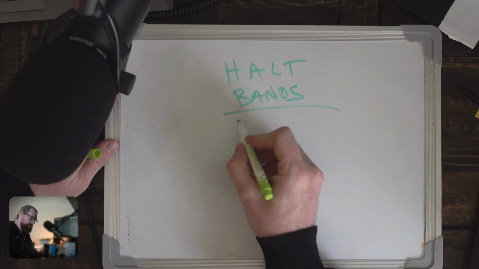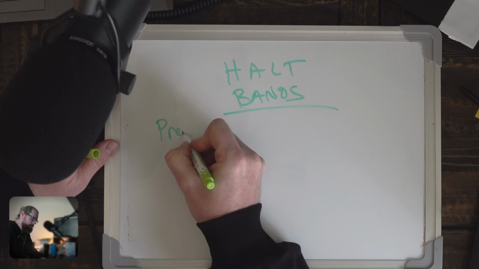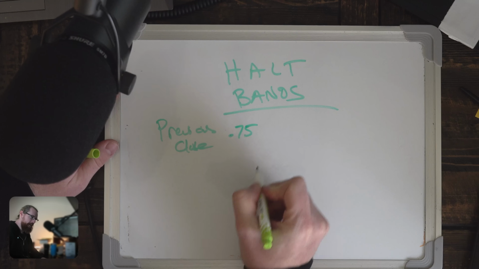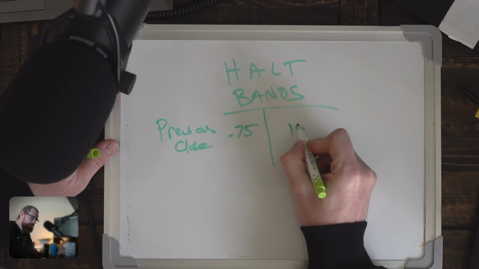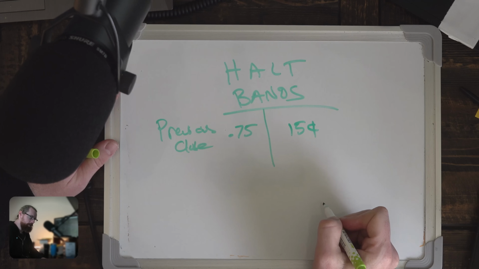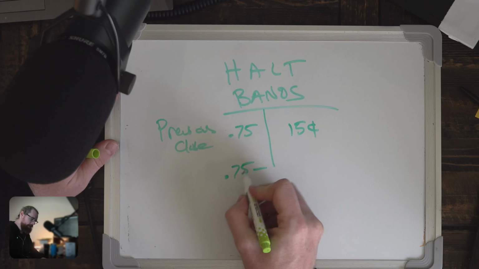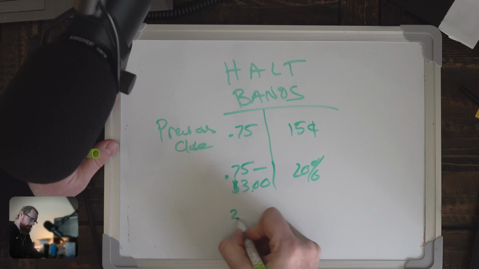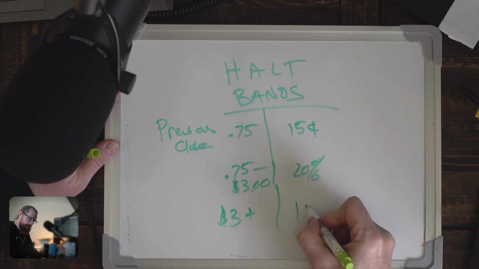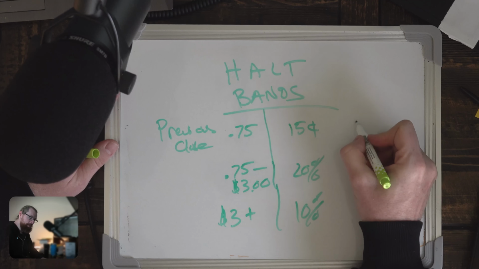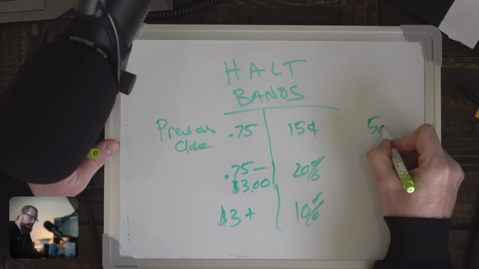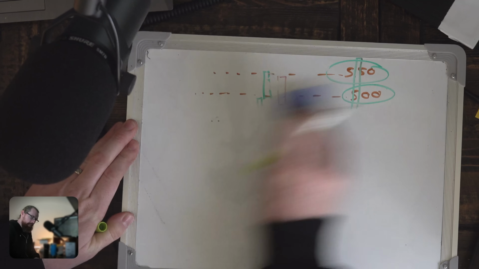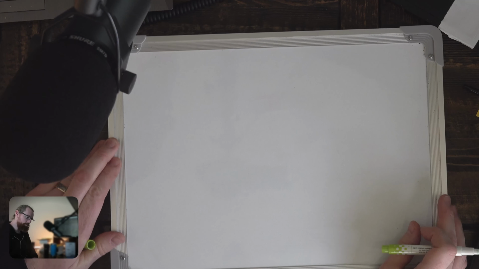So when a stock closes the previous day, so previous close, when it's less than 75 cents, the stock will halt every 15 cents up or down. When it's between 75 cents and $3, the stock will halt every 20%. And when it's between $3 and up, it's every 10%, by the way, in a rolling 5-minute period. So what a rolling 5-minute period means is that literally the halt bands are constantly moving.